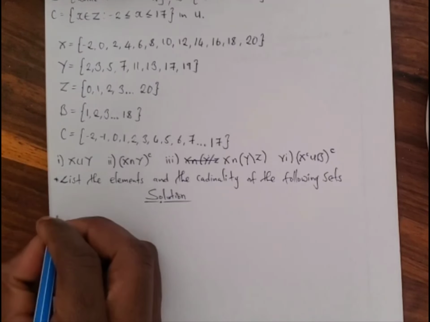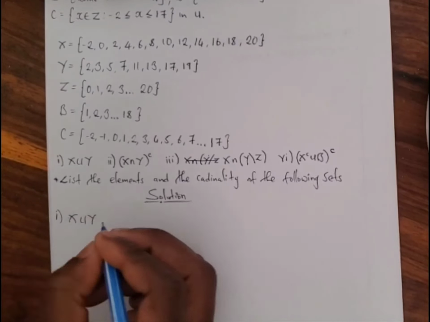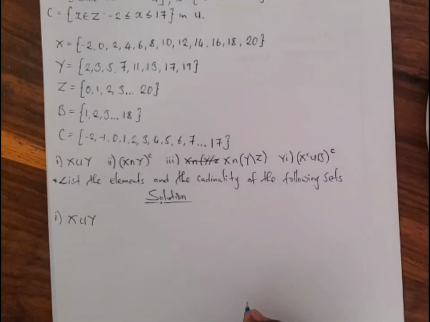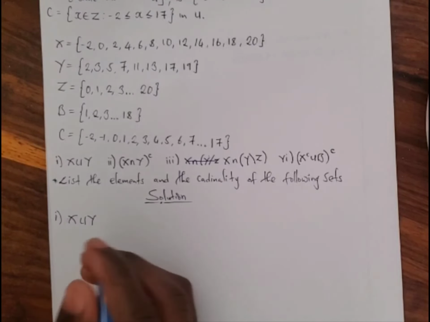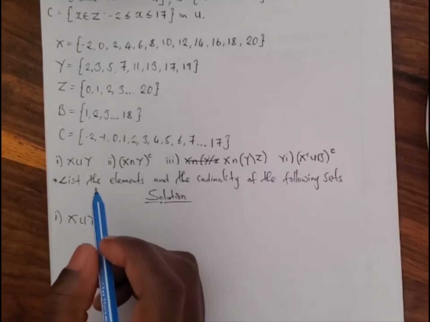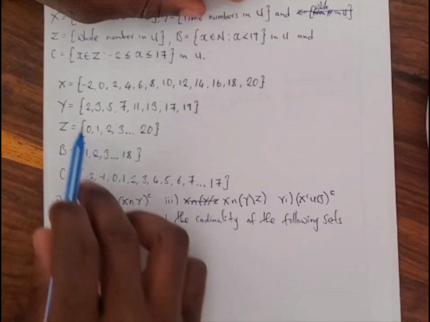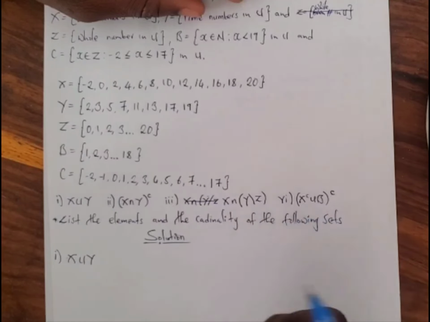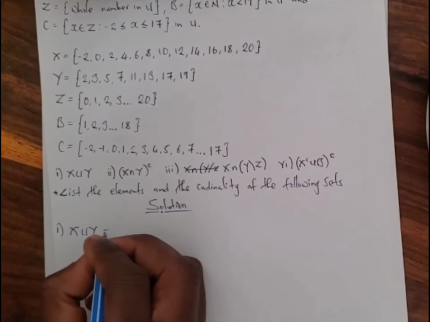So the first set we have is X union Y. What do we understand by X union Y? Union is simply addition, or rather uniting the two sets. So what they mean is X plus Y. What is our X? We have this set here as our X, then our Y is here. So union is just adding the two sets. They are saying X union Y.